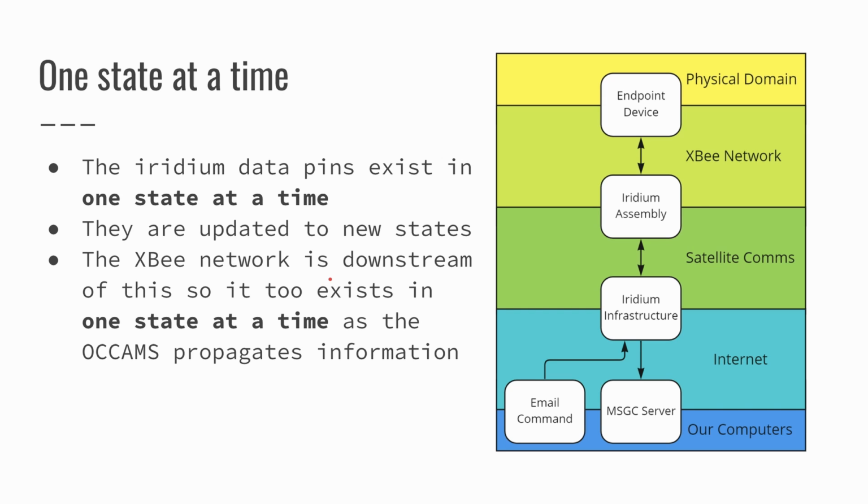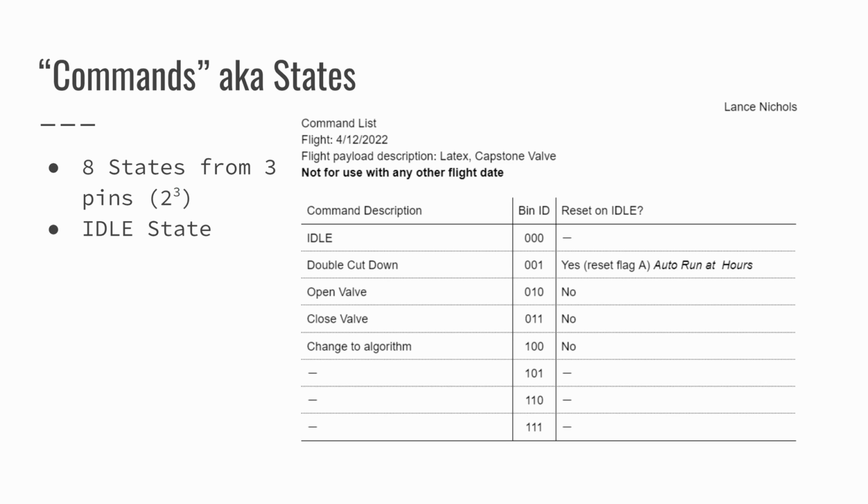And because the XBee network is downstream of this bottleneck in the Iridium infrastructure and Iridium Assembly, I'm not really sure where it is, because of the black box nature. But because it's downstream of that, it also basically exists in one state at a time, despite having quite a bit higher bandwidth. Since we have just these 3 pins, which can be either high or low, we get 8 states out of that.